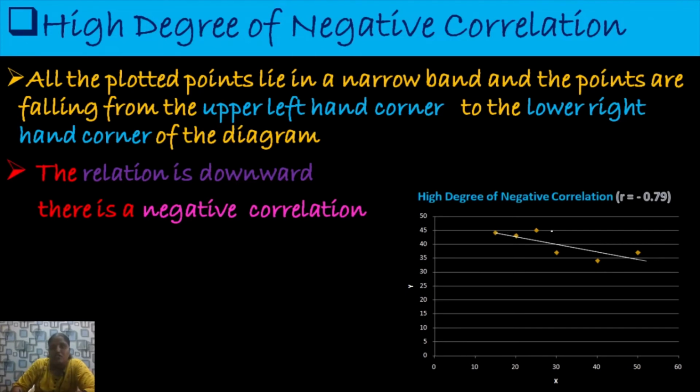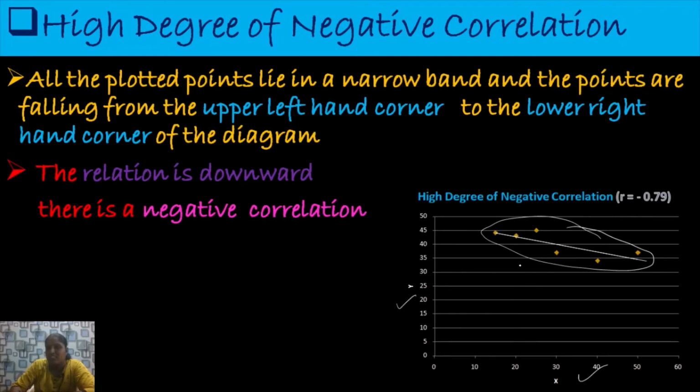It is similar to that of high degree of positive correlation, only the difference is the downward movement. There we have upward movement of the line, here we have the downward movement. If the plotted points form a narrow band like this, that is some of the points lie on the straight line and some of the points are scattered away from the line, that is only a slight deviation of the points from the straight line. If so, then we have to say there exists a high degree of negative correlation between the two variables x and y.